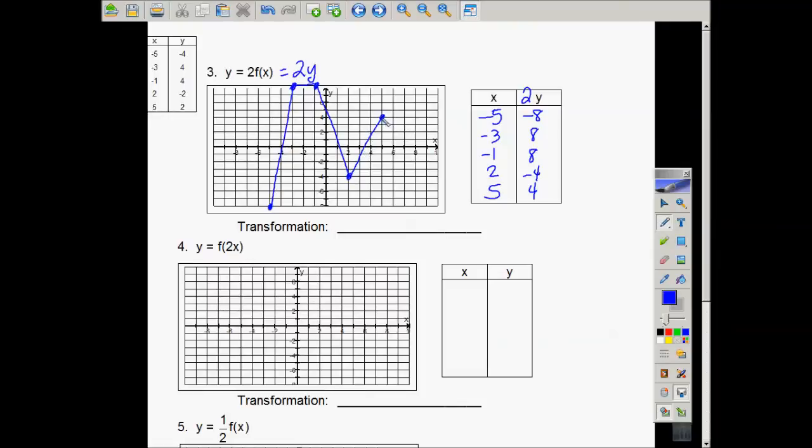Yeah, they grew, right? What happened to my function? Right. It stretched. Good job. Now, there's 2 ways I can stretch. I can stretch horizontally or I can stretch vertically. What kind of stretch was this? It's a vertical stretch because what was affected? The y's.